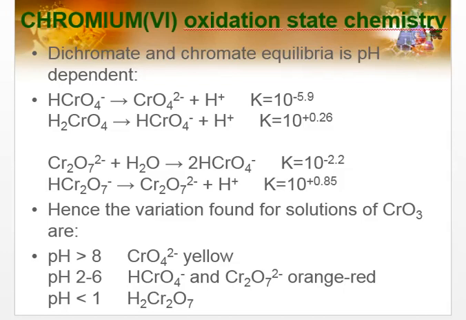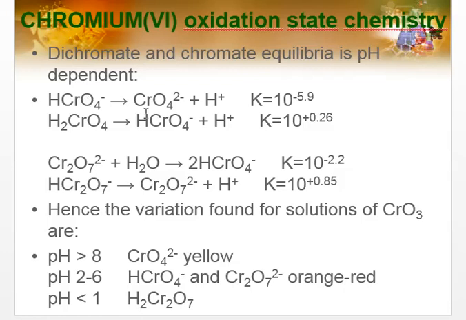Now we continue the chemistry of chromium 6. The dichromate and chromate equilibrium is pH dependent. This is our dichromate, and this is the chromate anion.